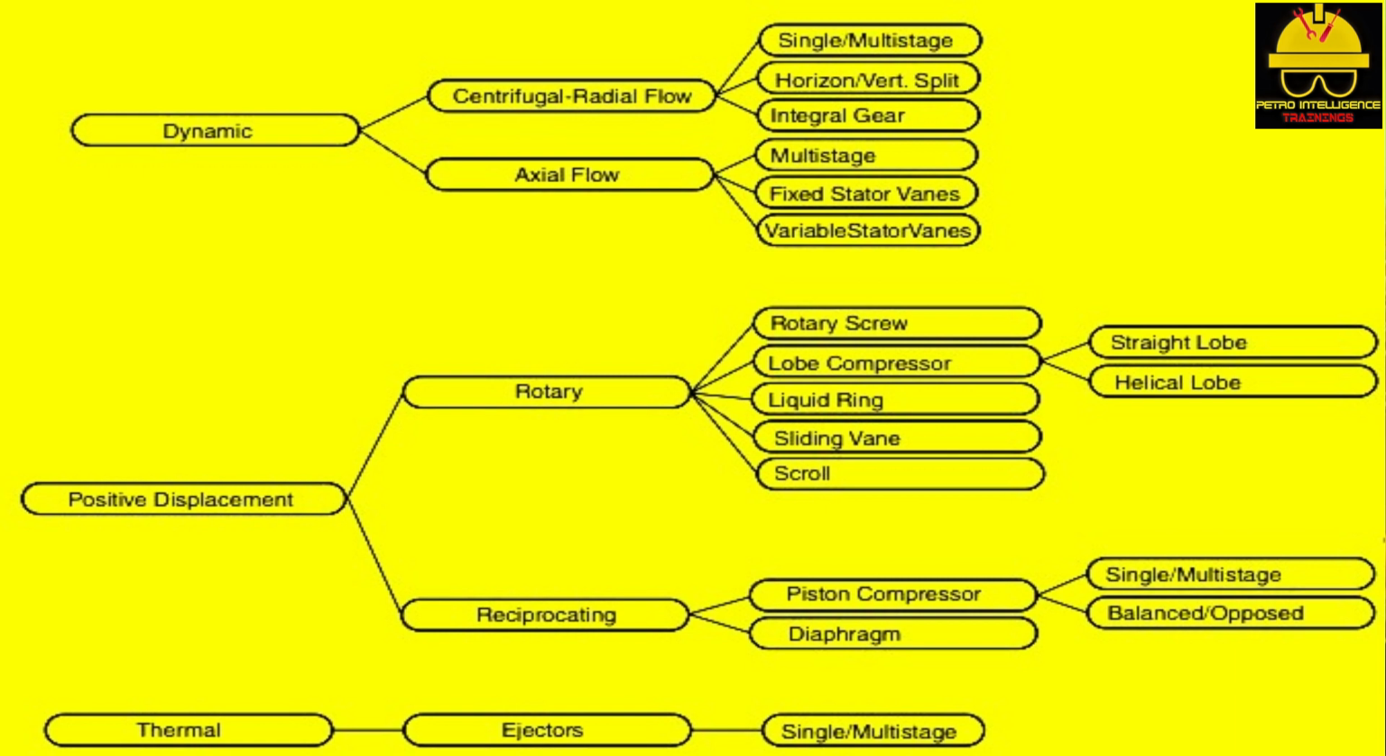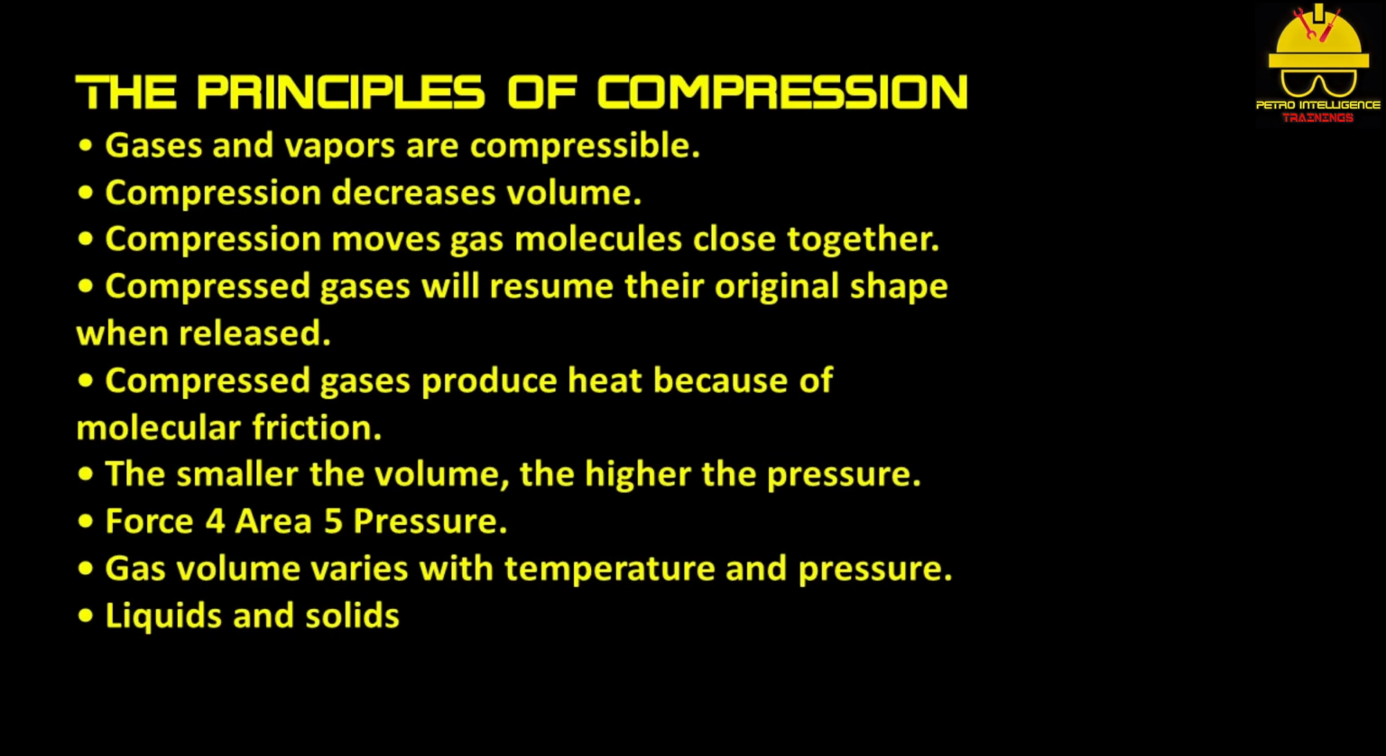The principles of compression are: gases and vapors are compressible. Compression decreases volume. Compression moves gas molecules close together. Compressed gases will resume their original shape when released. Compressed gases produce heat because of molecular friction. The smaller the volume, the higher the pressure. Force divided by area equals pressure. Gas volume varies with temperature and pressure. Liquids and solids are not compressible, except under tremendous pressures.